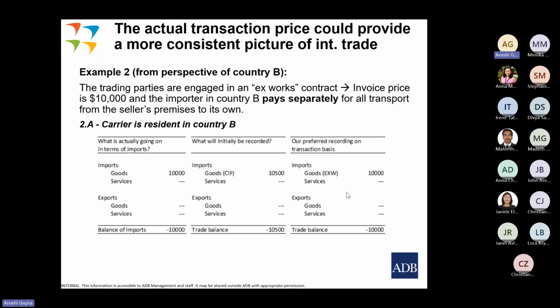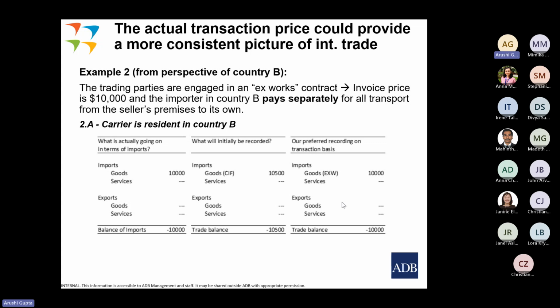The merchandise trade statistics of country B would show a CIF recording of 10,500 to be included in the supply table. As this case assumes that carrier is resident in country B itself, no additional import of services is being recorded. In the case of an ex works contract, a CIF recording of goods leads to an overstated trade balance of 500. Again, this recording requires an imputed fictional export flow of transport services of 500 to counterbalance this inconsistency. Again, in this case, the preferred recording would be on the base of an actual contract as exposed in the third column, and that is limited to trade in goods only.